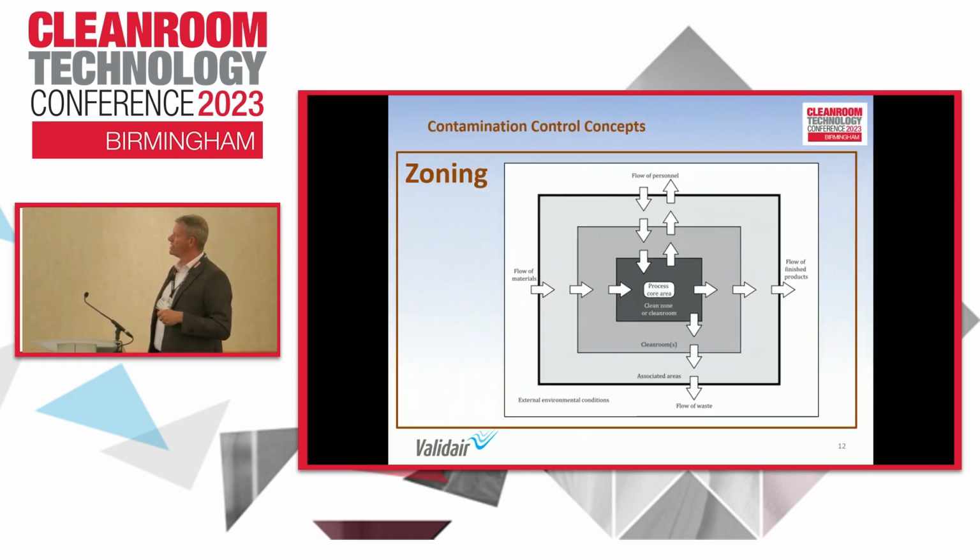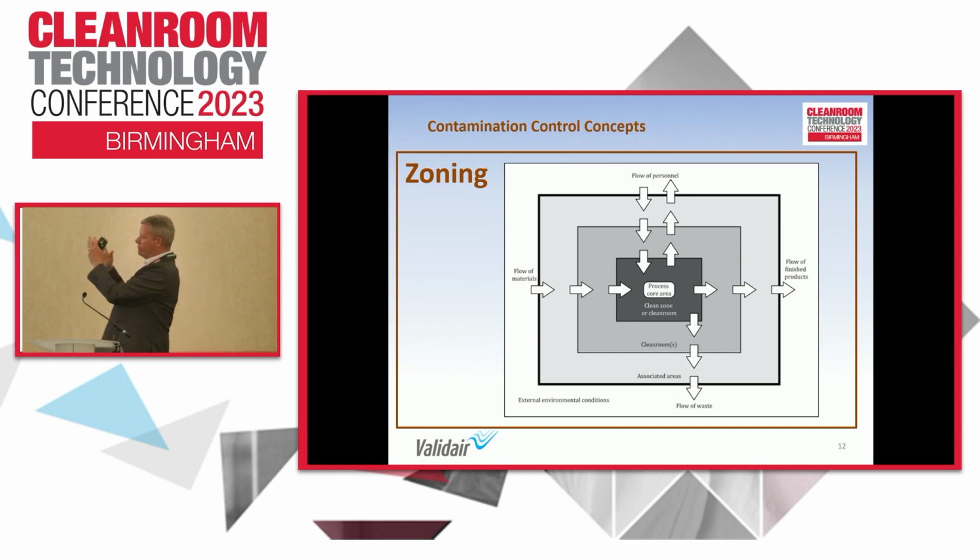So I'll go on to the contamination control concept. The first part of the contamination control concept in the standard is about zoning. This is the box in the box scenario. So it's about where you have a core area in the middle where your process goes on, and then you have boxes of protection, usually with a pressure cascade, typically decreasing pressures as you go out. So you have the flow of materials coming in, the flow of finished product going out, you have a route for waste, and you have a route for personnel coming in and a route for personnel going out.